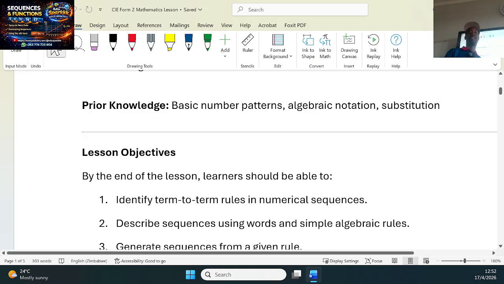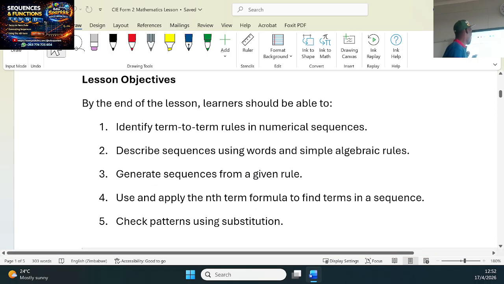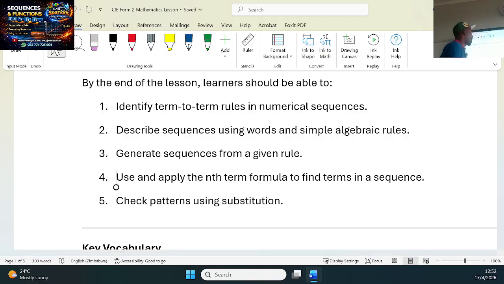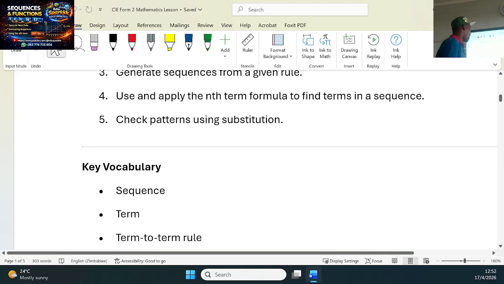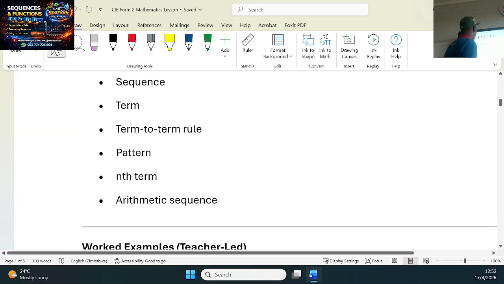That's prior knowledge, algebraic notation, basic number patterns, substitution. Then the objectives of this lesson, we are saying at the end of the session, you should be able to identify a term-to-term rule using numerical sequences, also description of sequence using words and simple algebraic rules, also generation of sequences from a given rule.